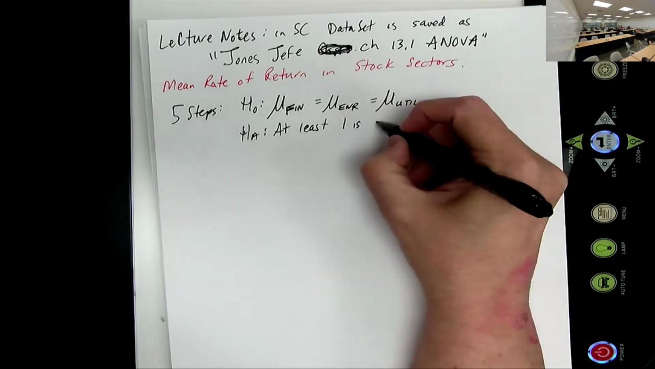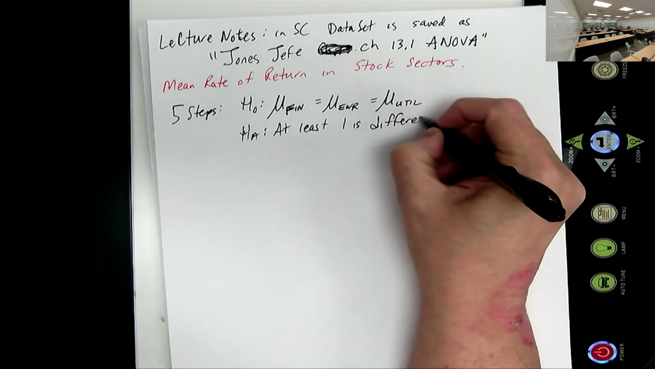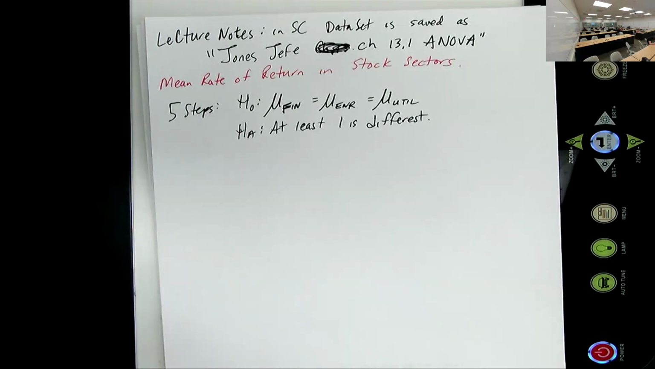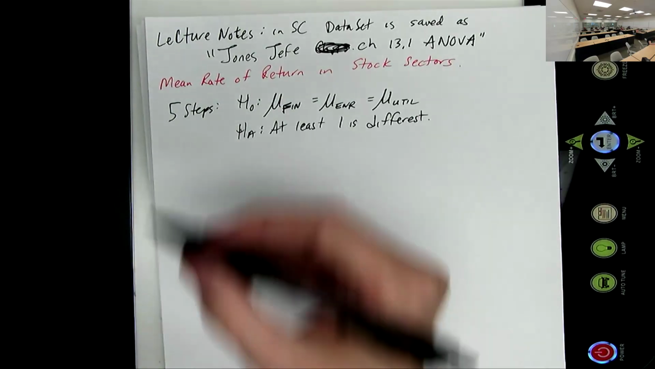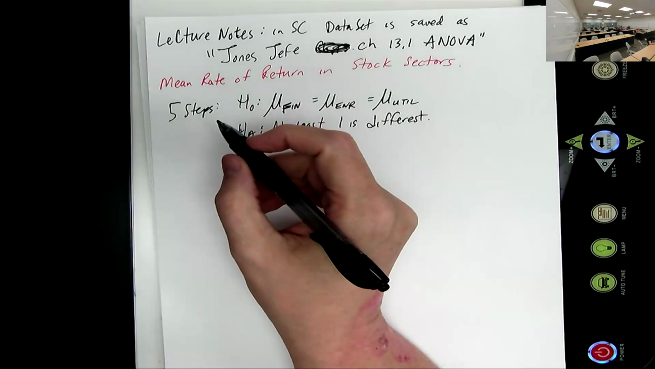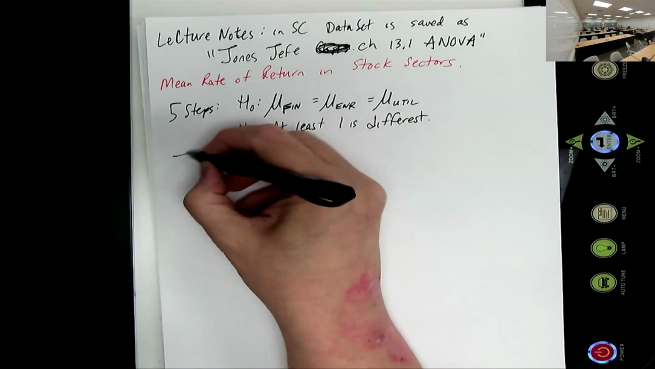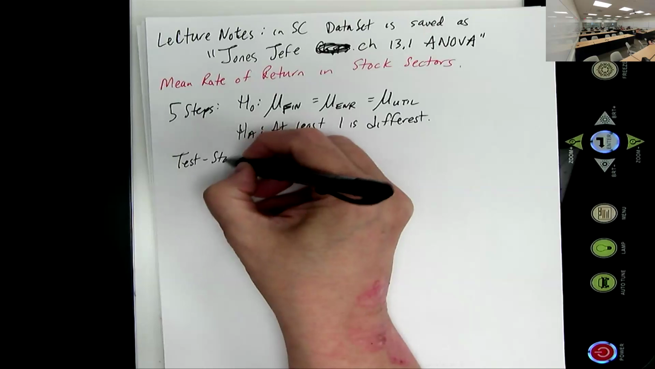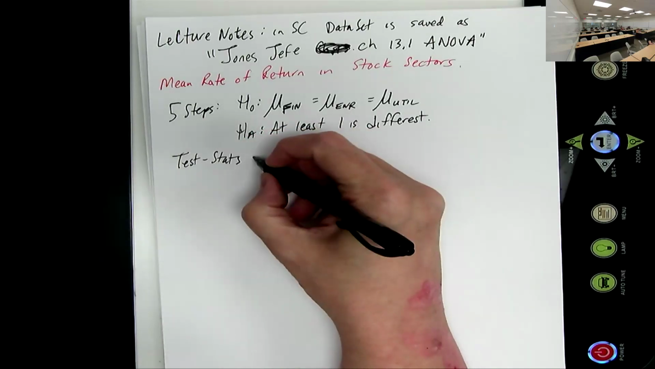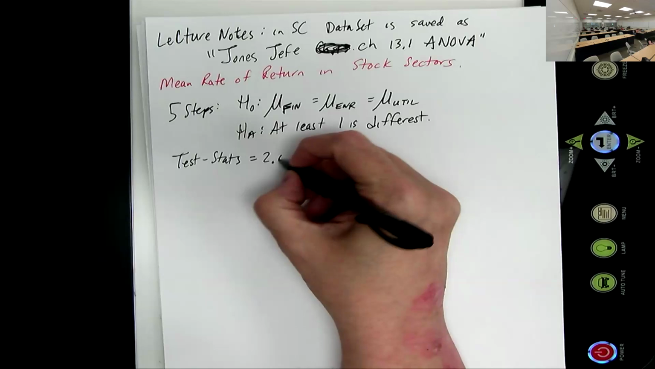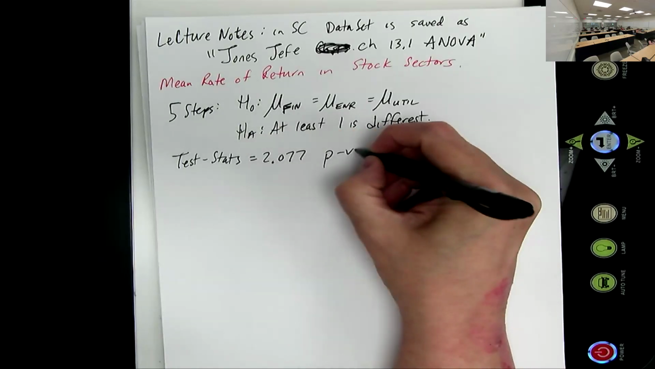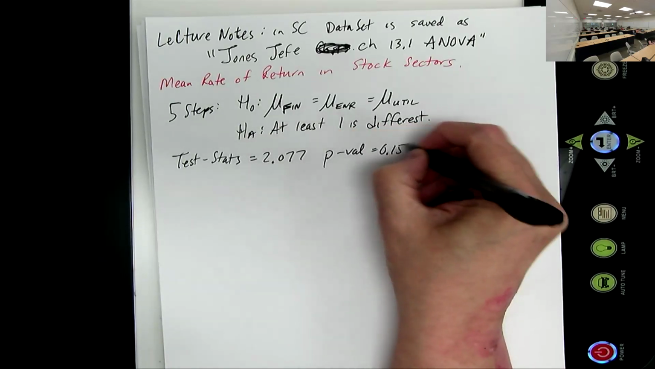I didn't write down the information I need from over there. Test stat and the p-value. I'll go over and grab it in a second. Well, you saw what I did. I'll just write it down, one second. It gave us a test stat of 2.077 and a p-value of 0.1502.